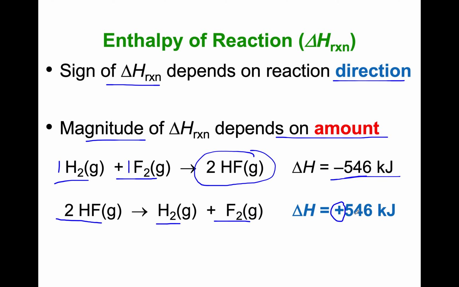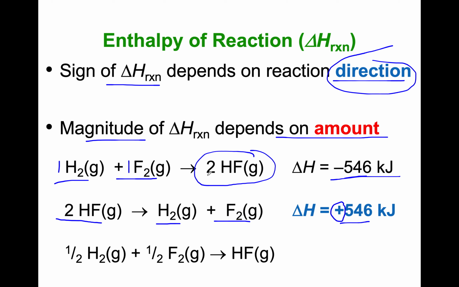Same amount as well, magnitude. So that's changing the sign, so the direction makes a big difference here. What if we change the amounts? So instead of having 2 HFs, we have 1 HF. We have half of this, so you can imagine then you're going to have half the heat.